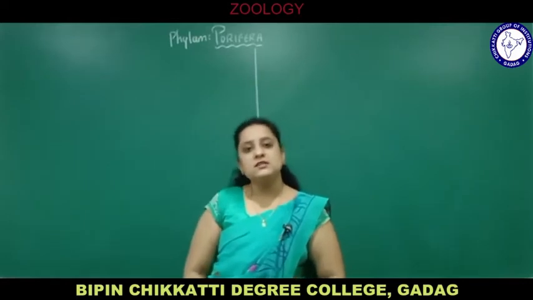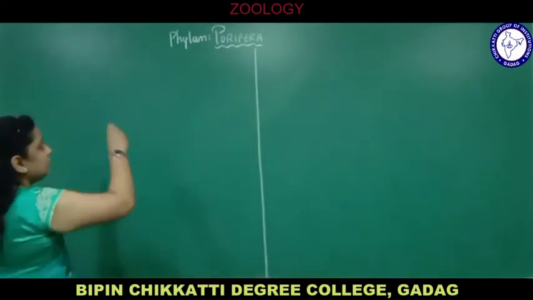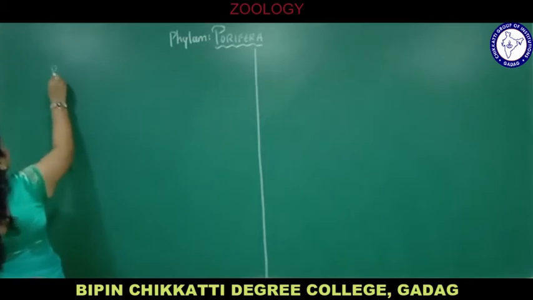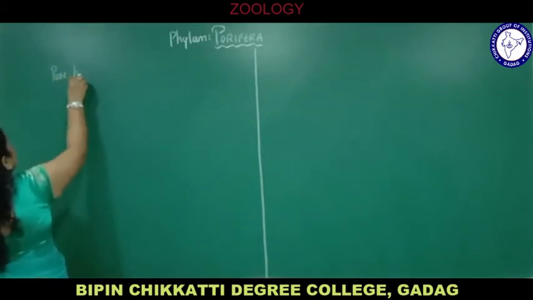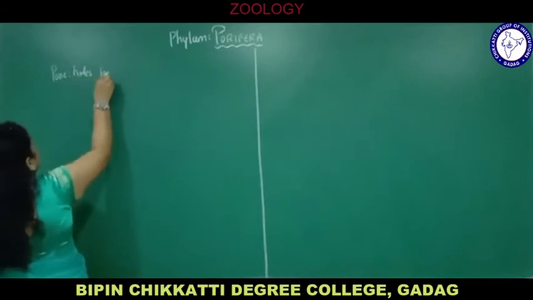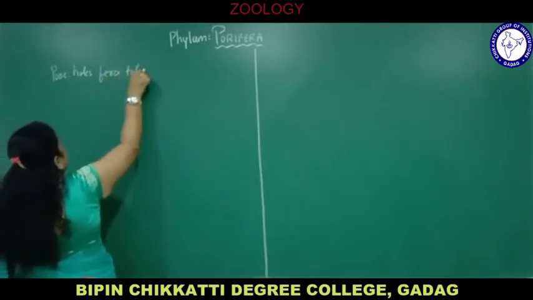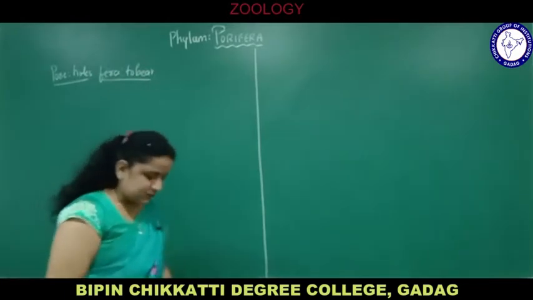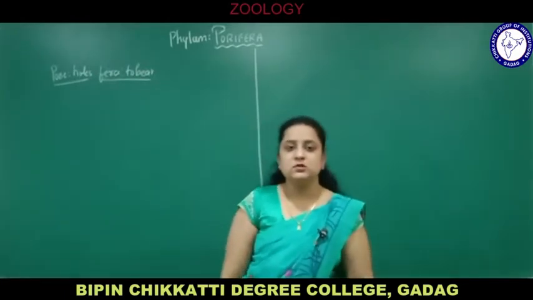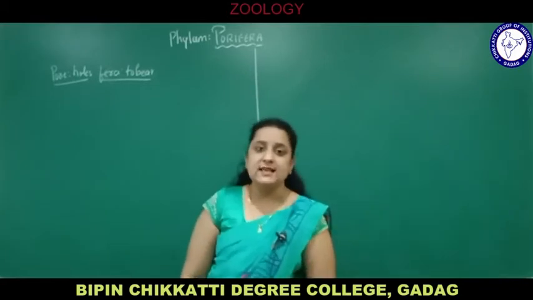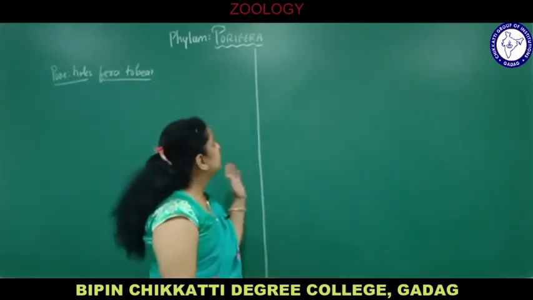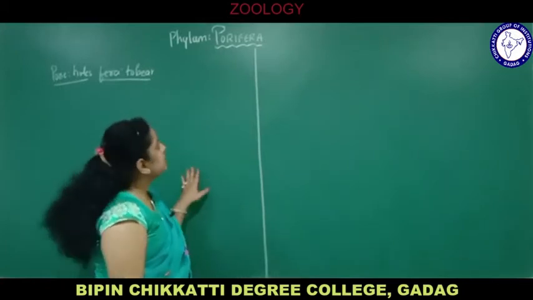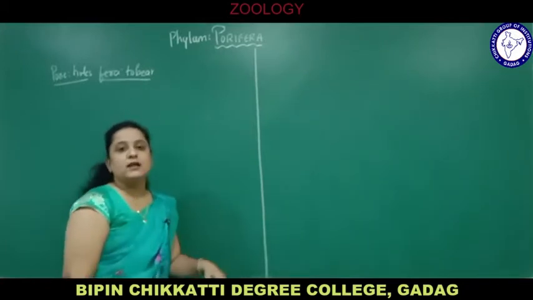It is an invertebrate phylum. As the name indicates, Porifera: pore means the holes, and fera means to bear. So they are commonly called pore bearing animals. You also studied this in your PUC, in the chapter called Animal Kingdom. And this is the first invertebrate phylum. We had seen phylum Protozoa, next is phylum Porifera, commonly called pore bearing animals.